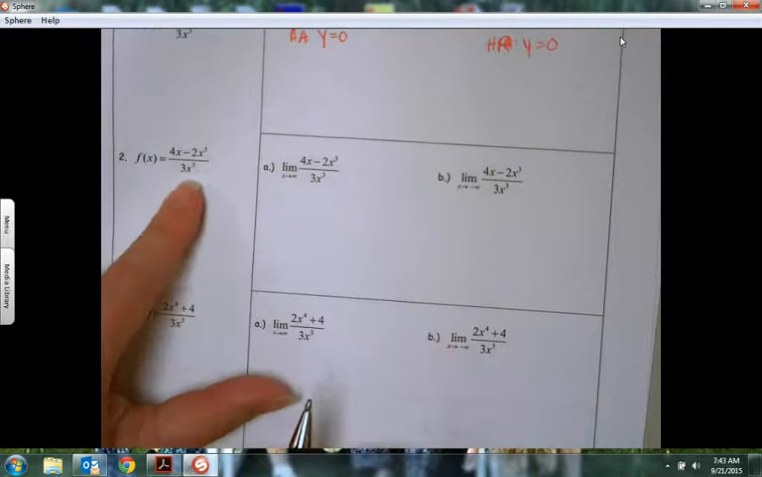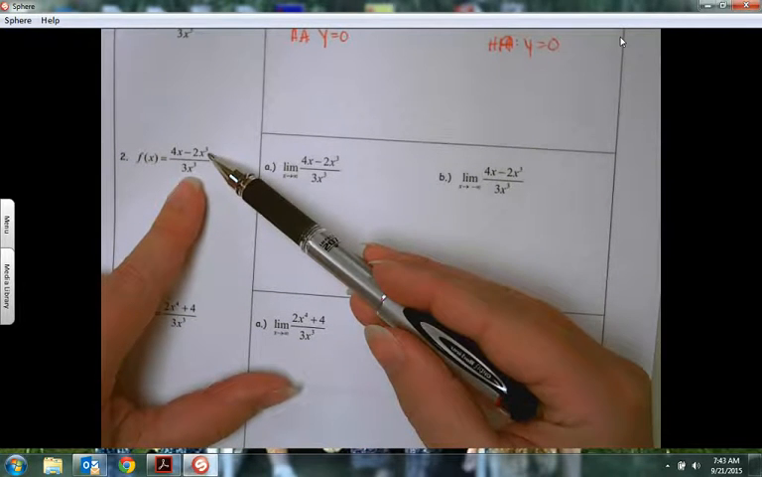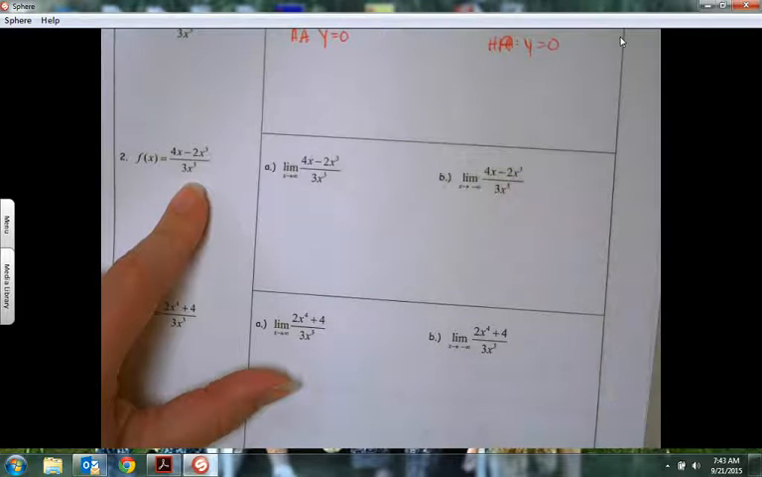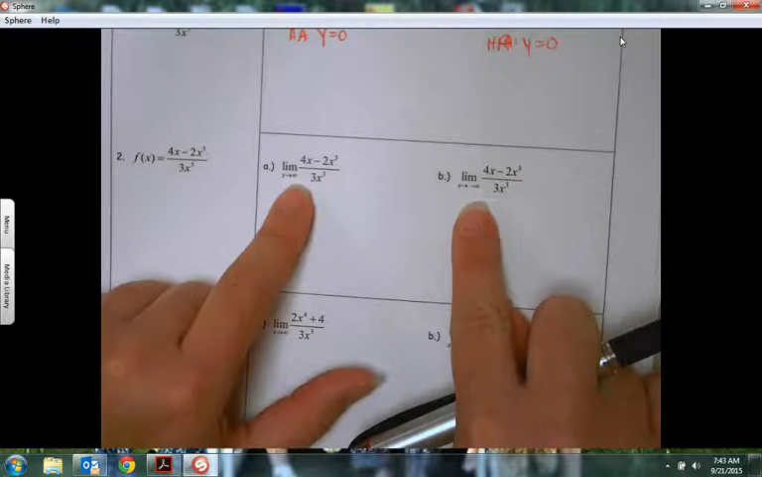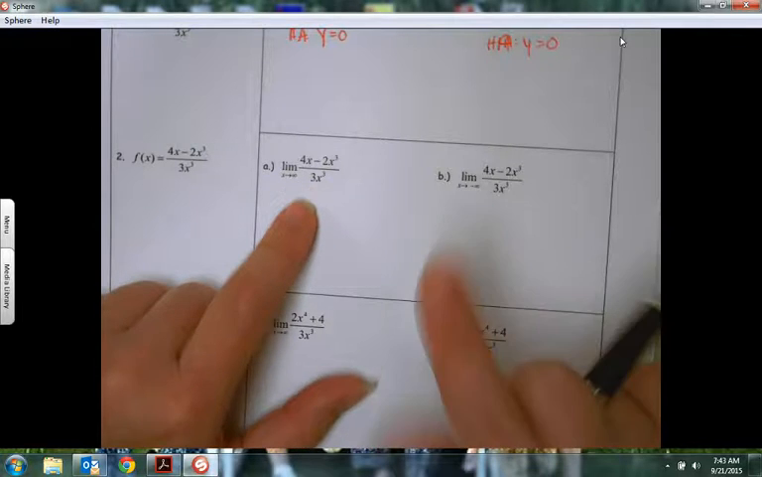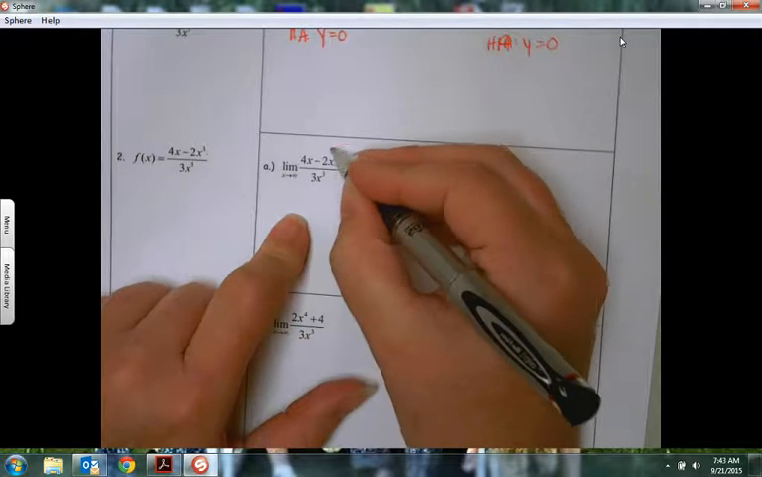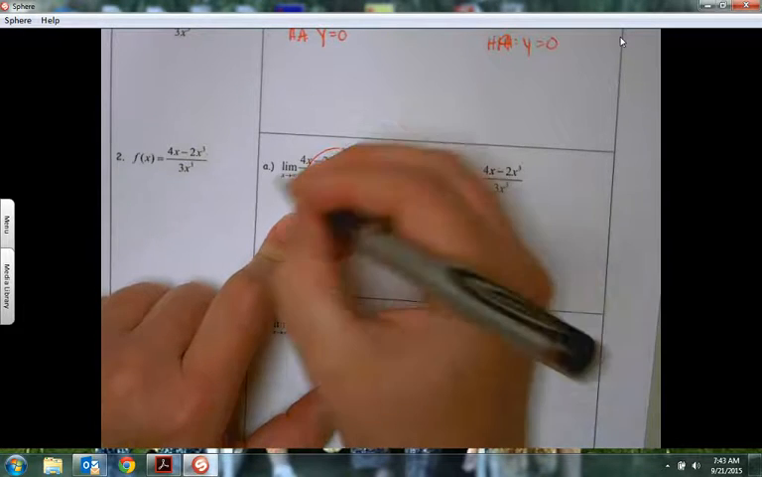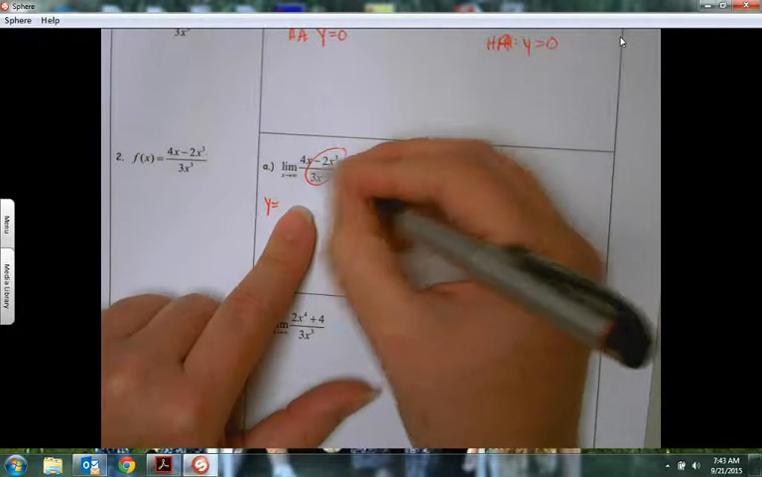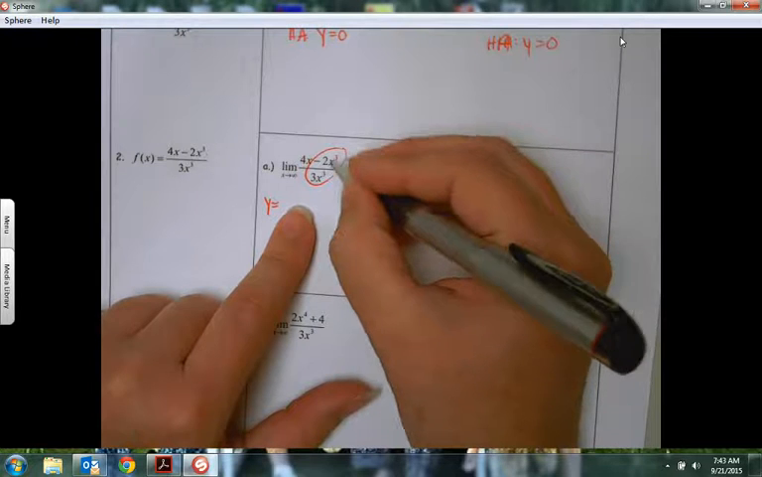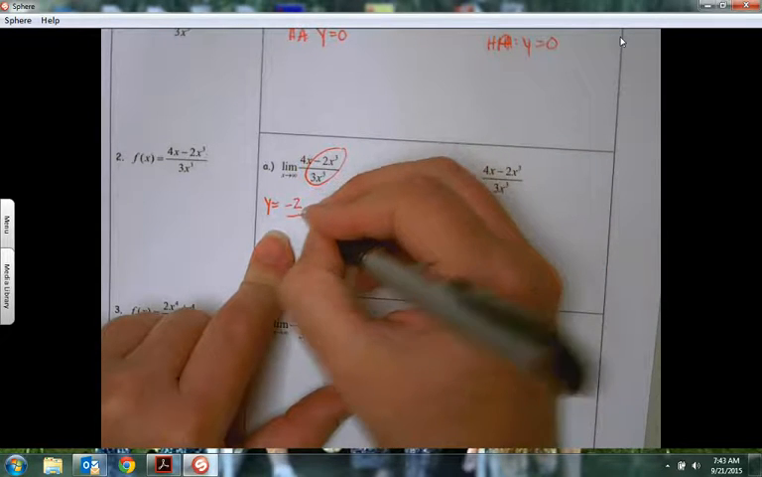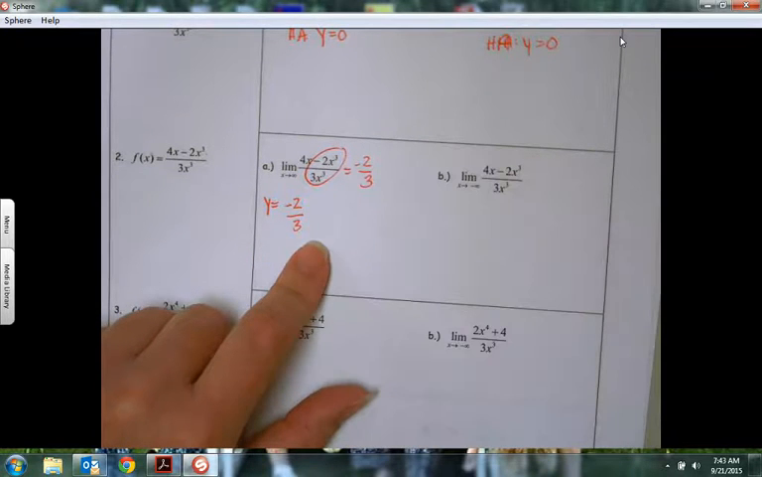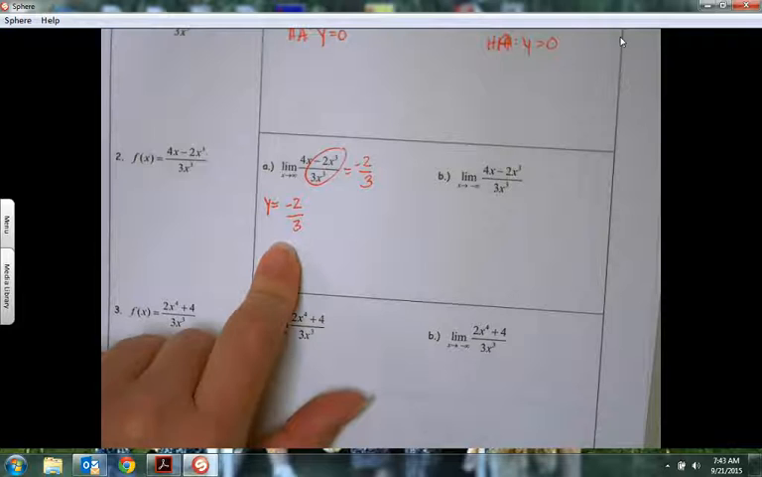Okay, looking at this one, again I have a polynomial over a polynomial. So this is a rational expression. So these two answers should be the same. So let's look at this. As I go to infinity, now I see that the degrees are the same. So I know that as I go to infinity, this is going to go to infinity. So I have negative 2 over 3. So there's my horizontal asymptote.